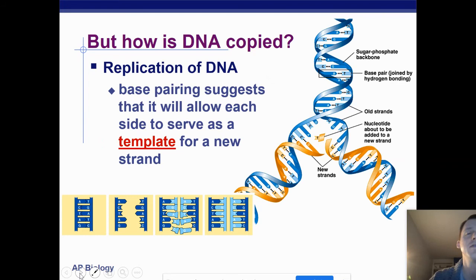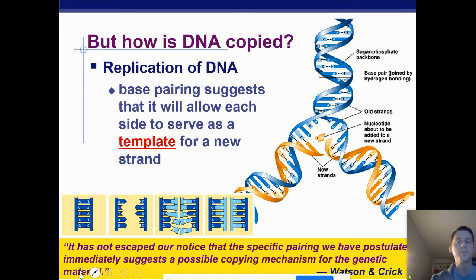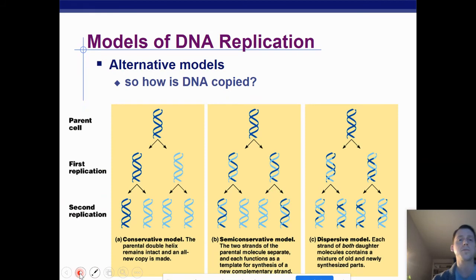They are the same, and that is because of these base pairing rules. So for the replication of DNA, base pairing suggests that it will allow each side to serve as a template for the new strand. And Watson and Crick even mentioned this when they wrote about the structure, that it has not escaped our notice that the specific pairing we have postulated immediately suggests a copying mechanism for the genetic material. There were a few alternative models proposed. They were wrong, but they helped answer the question of how DNA is copied.